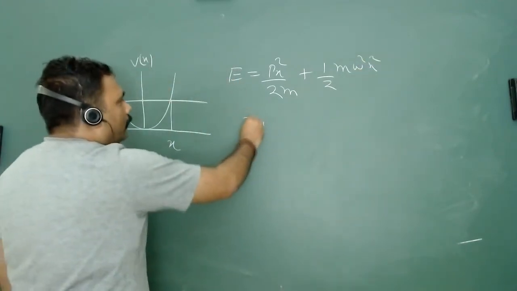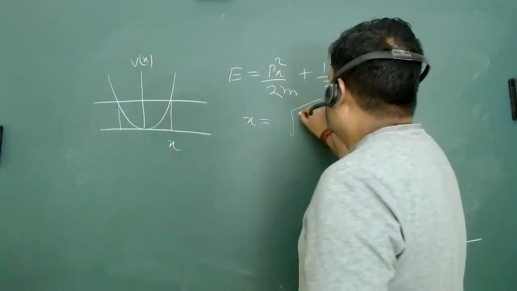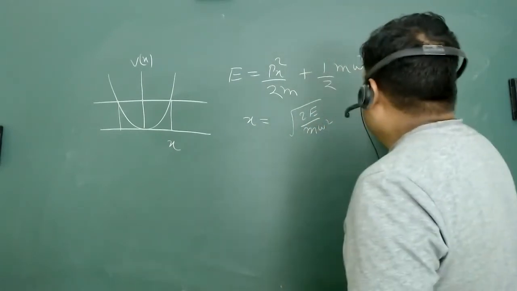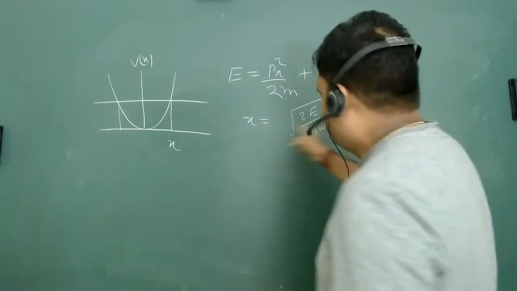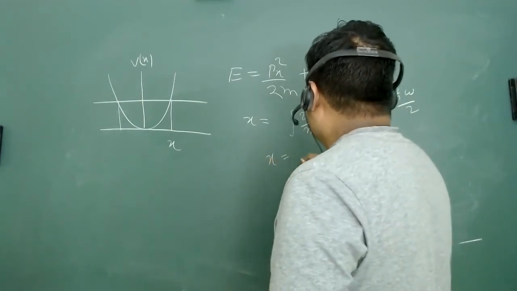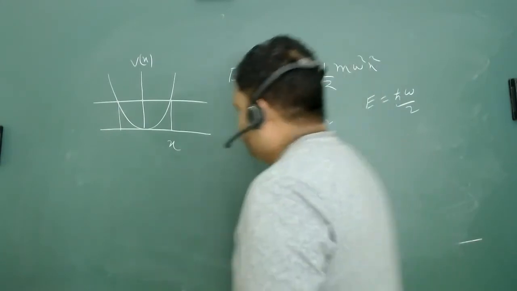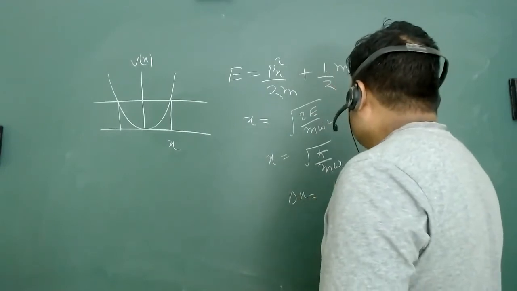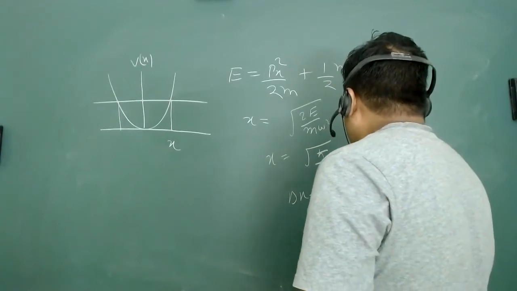And now we can get x, which is nothing but, you can easily calculate, root under 2E upon m omega square. When we put E is equal to h cut omega by 2 for the minimum value of energy, we have just calculated that x is equal to root under h cut upon m omega. And what is the value of delta x? The value of delta x we have gotten is root under h cut upon 2m omega.